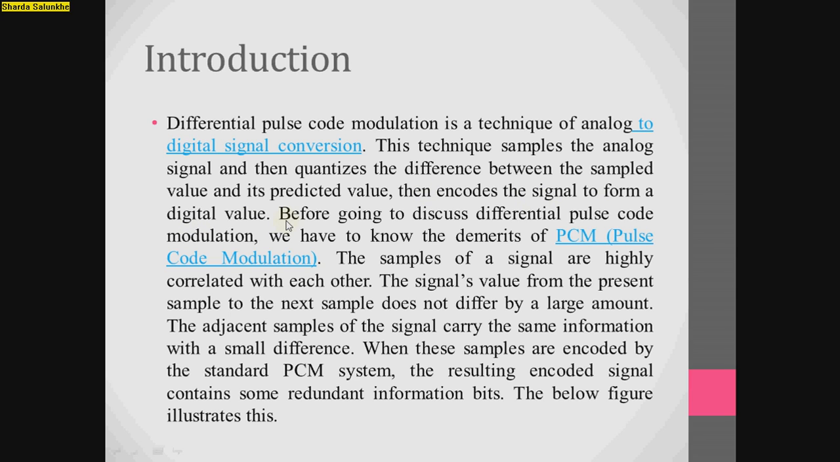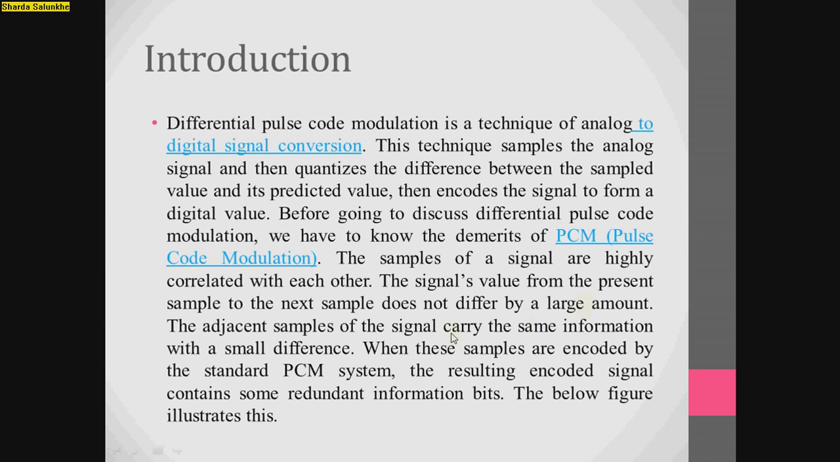So before discussing the DPCM, we have to know the demerits of the pulse code modulation. Before starting with the DPCM, we should know what the drawbacks of the PCM system are. In PCM, the samples of the signal are highly correlated with each other, and the signal's value from the present sample to the next sample does not differ by a large amount.